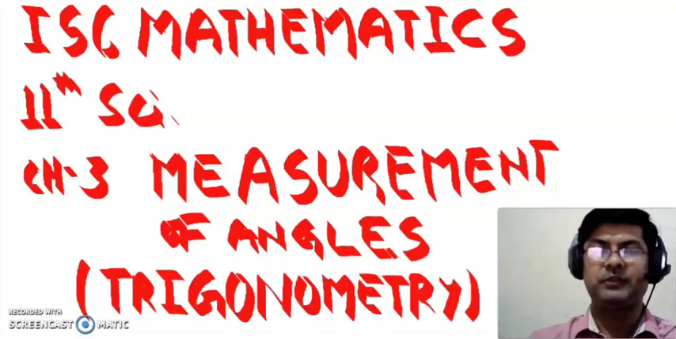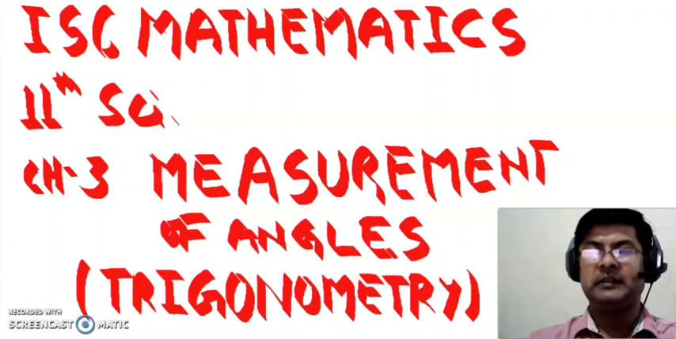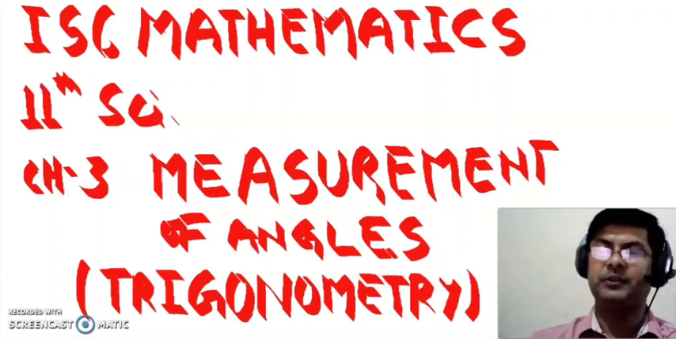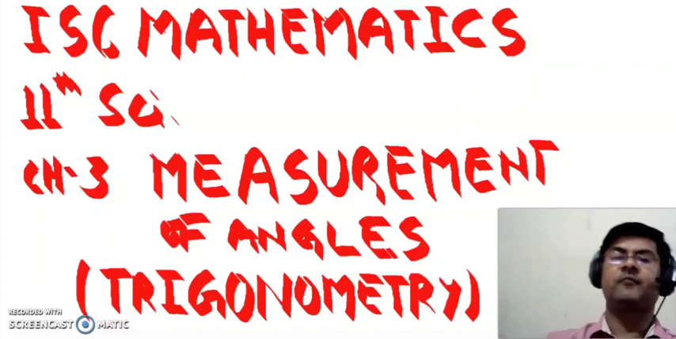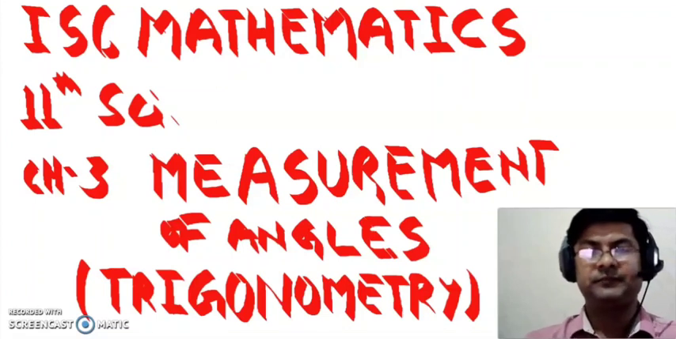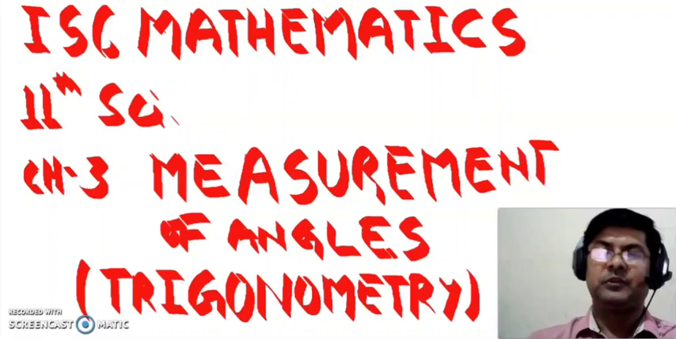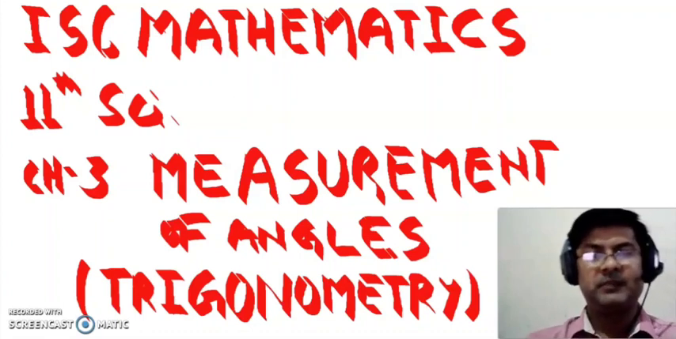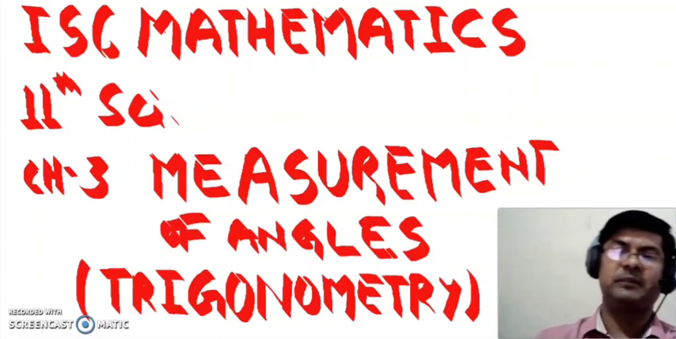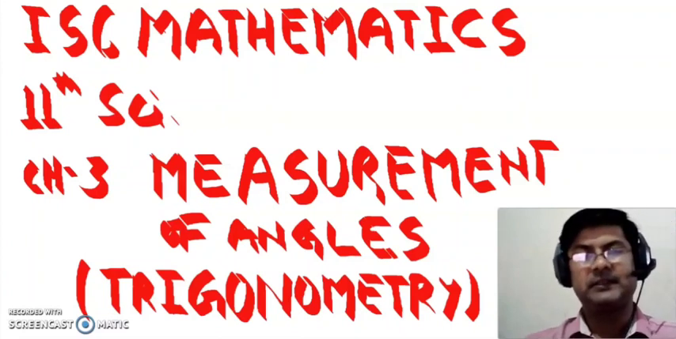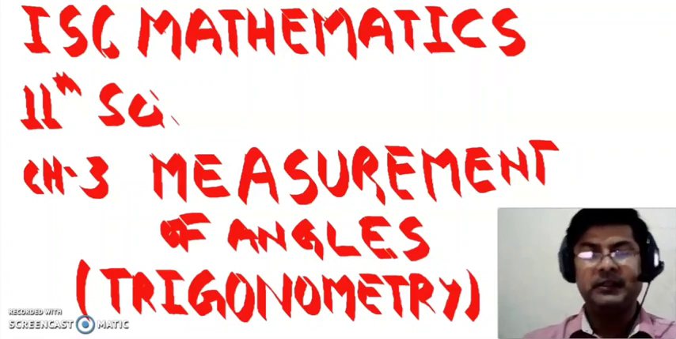Hello students, you are watching ISC Mathematics and we are studying chapter number 3, measurement of angles, trigonometry, 11th science. In the last class we have seen certain basics. What is an angle, what is the measurement of angle, sense of rotation, positive direction, negative direction, reference triangle, angle in a quadrant.